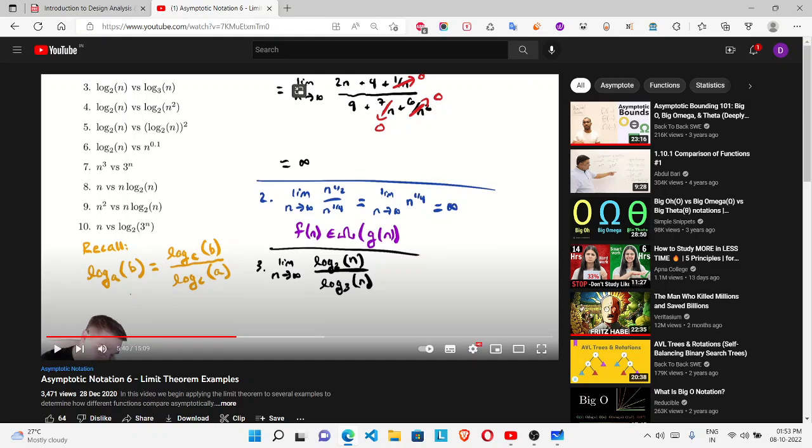Alright, so log n base 2 and log n square base 2.